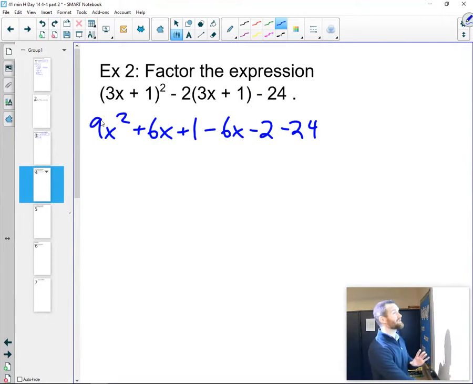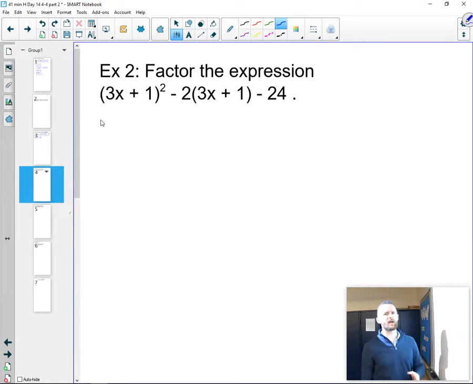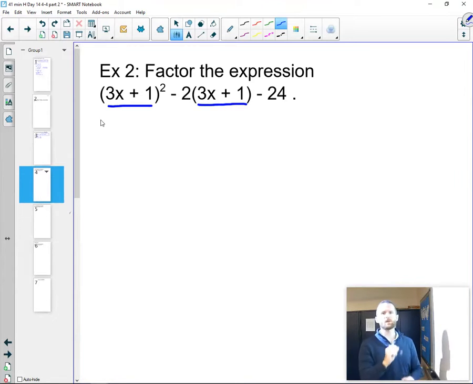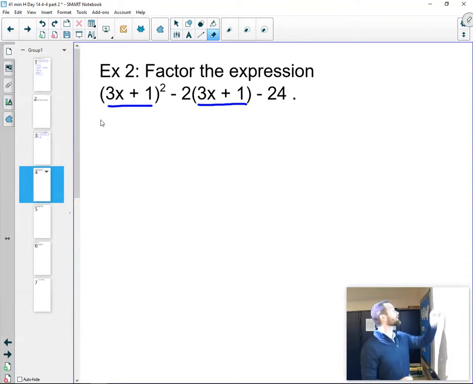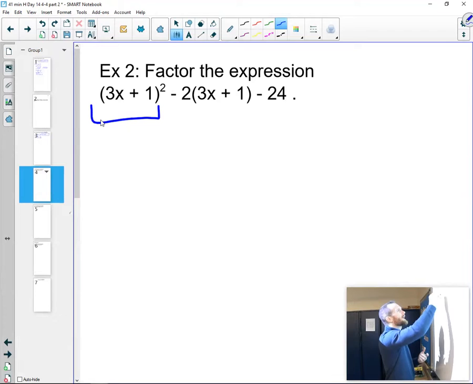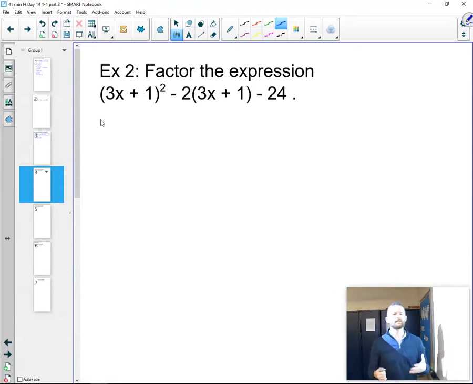But I think there's an easier way. I think there's a faster way. It's not that you can't do it that way, there's just a faster way to do it. And the key is what we see right there. We see the same exact expression, a 3x plus 1 in the front term, in this front part and the middle part as well. Since we see the same thing, we can use a substitution method to make this a little simpler.